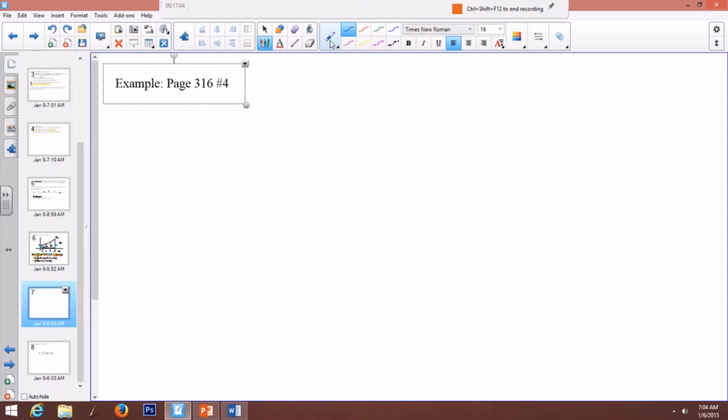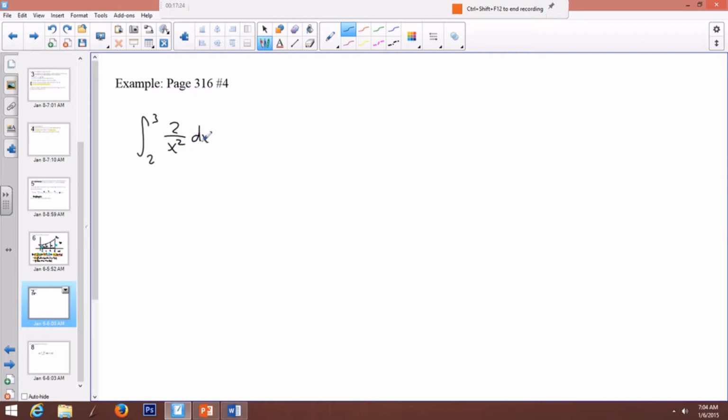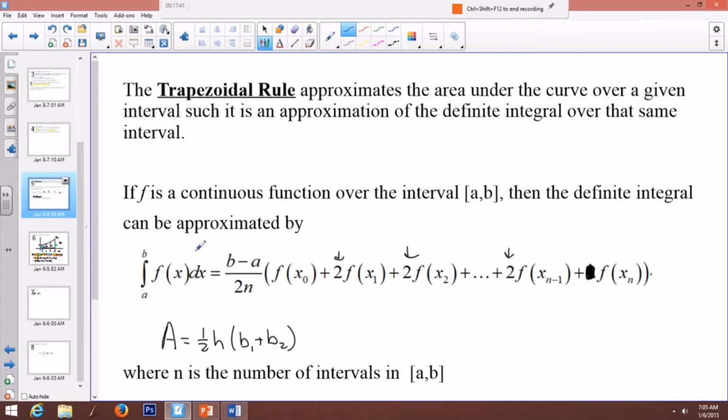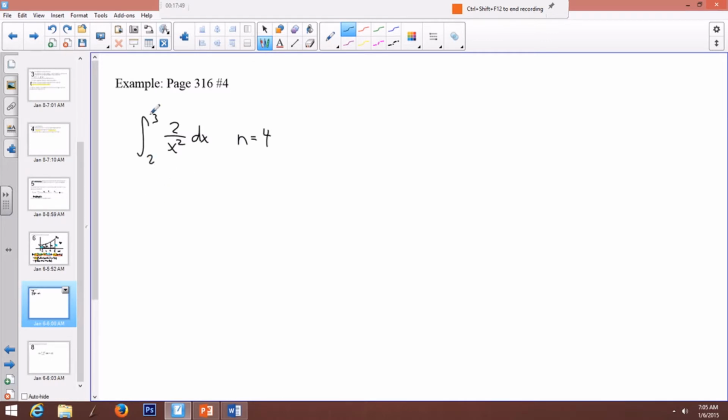Let's do a specific example and see if I can do it without screwing up. So I am looking on page 316, number 4, and they ask us to do the definite integral from 2 to 3 of 2 over x squared dx, and they want us to use 4 sub-intervals. So we need not an n there, we need a 4. Okay. All right, so the way I'm going to do it is I'm just going to use that equation that I have here, now hopefully corrected, and we'll go back and forth. So my lower and upper bounds are, so we're going to go 3 minus 2, and then 2 times my n, which is 4. So do that.